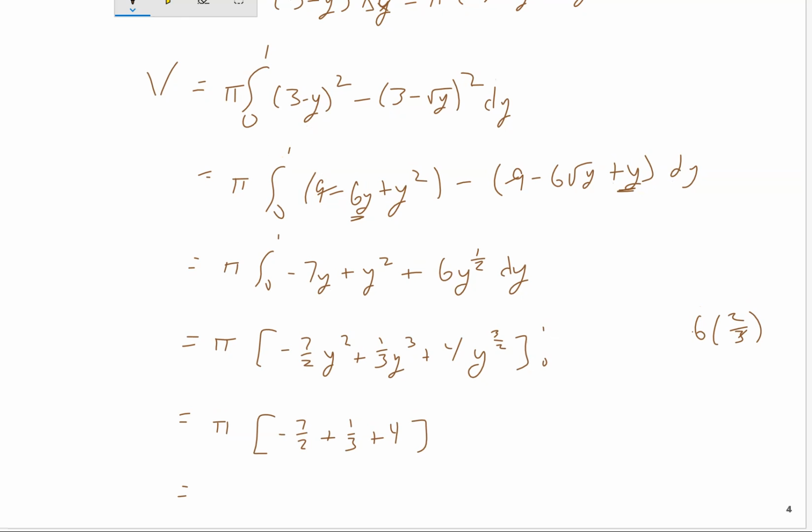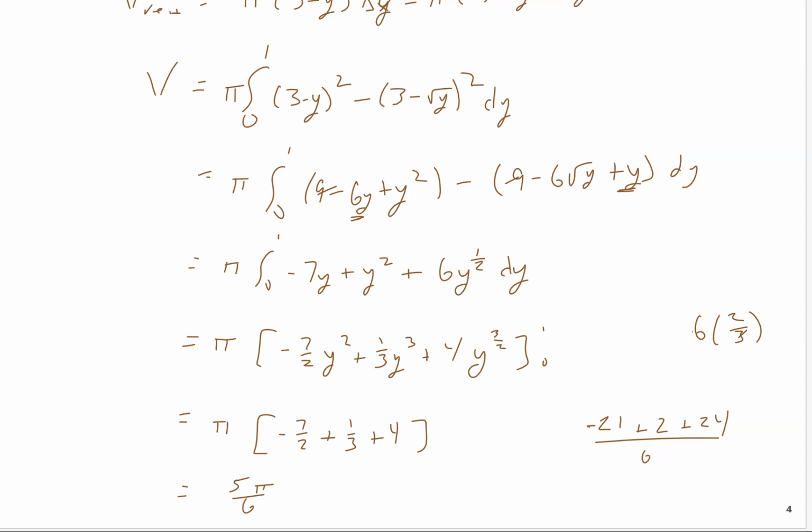And let's see. A common denominator is 6, so that's negative 21 over 6 plus 2 over 6 plus 24 over 6. Okay. So that would be 5 over 6. So that would be 5 pi over 6 would be the volume for that.